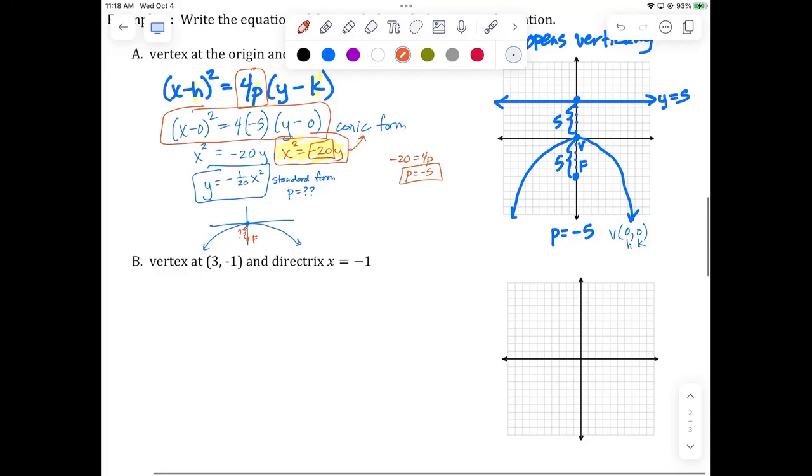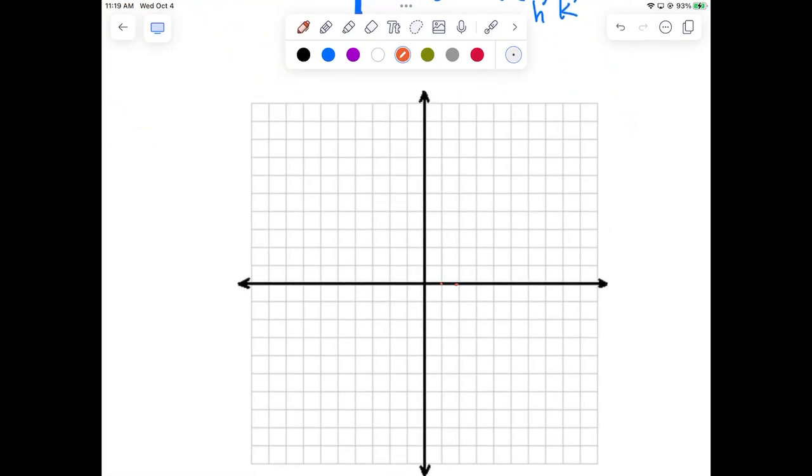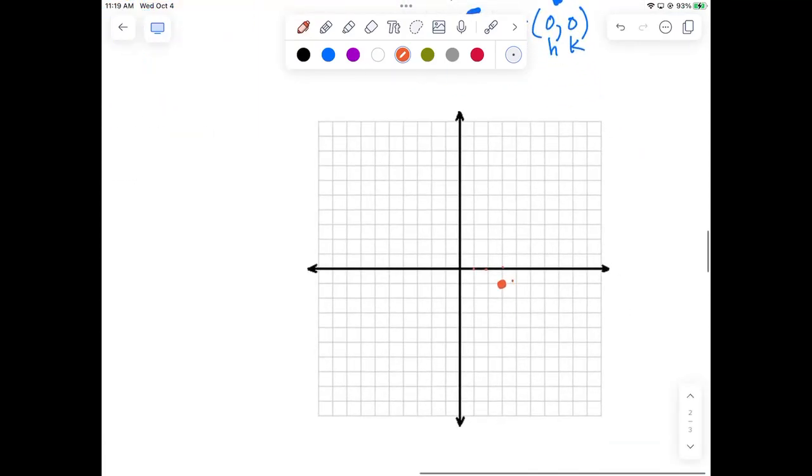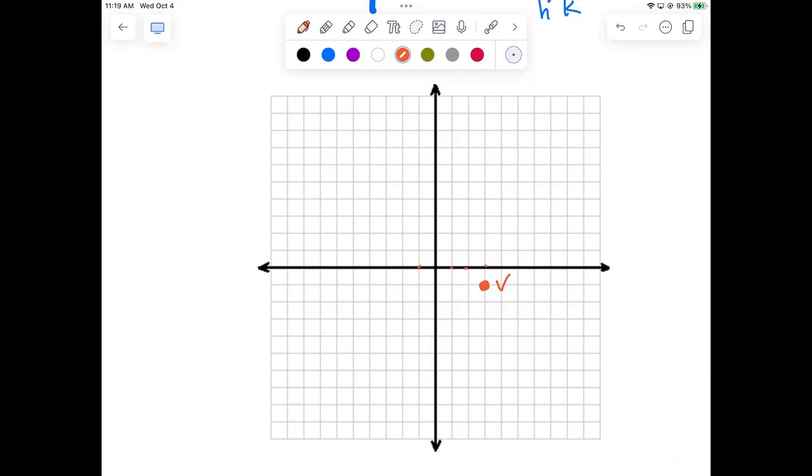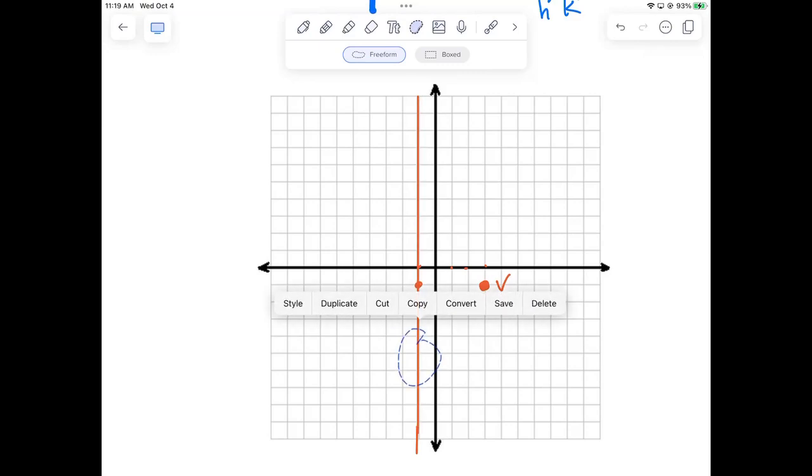Okay. Let's try the next one together. Letter B. The vertex is at (3, -1), and the directrix is at x = -1. Okay, step 1 is to sketch the graph and get all of our information laid out in front of us. So (3, -1): 1, 2, 3, -1. There it is. There is the vertex. I'll label it as V. And the directrix is x equals -1. So that's your vertical line that runs through x equals -1. It looks like that.